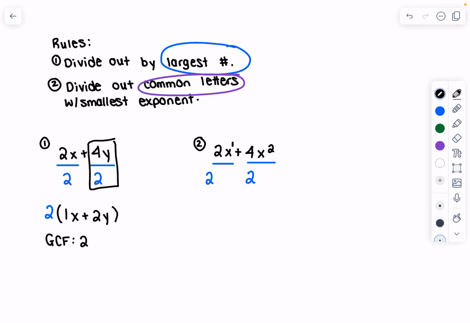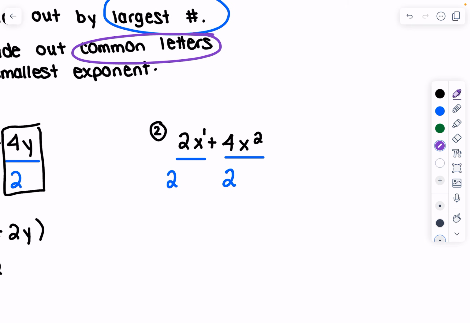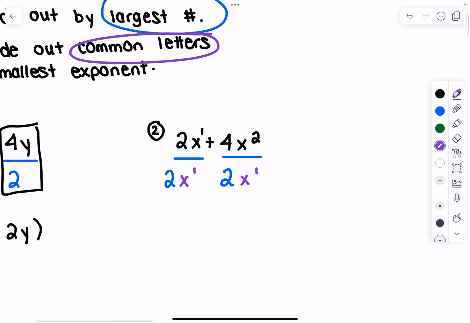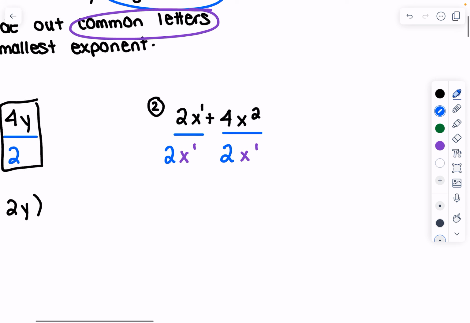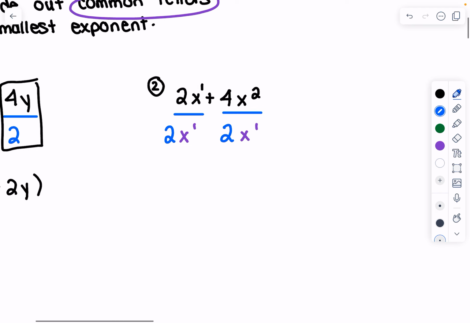So following our rules, we're going to divide out common letters with the smallest or lowest exponent. What's a smaller number, 1 or 2? Well, you're going to want to divide out by just X to the power 1. Again, the extra step really just comes from your division of your letter. Remember, X squared is technically X times X. You could cancel out an X on top and on the bottom, and you'd still be left with something.